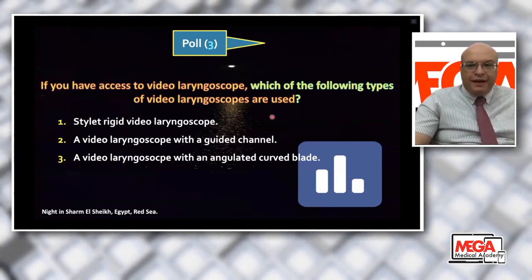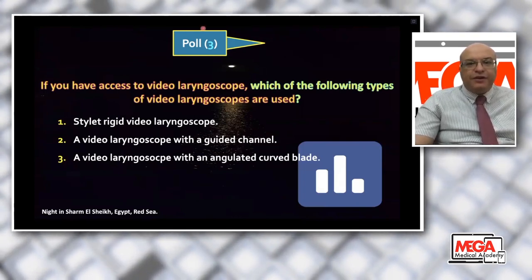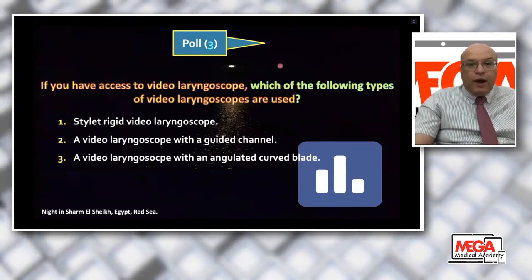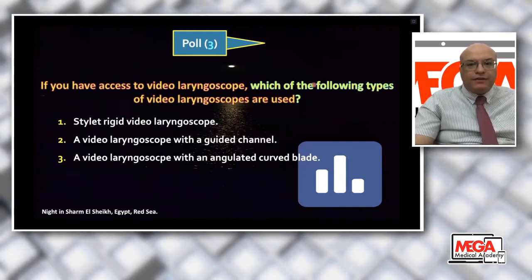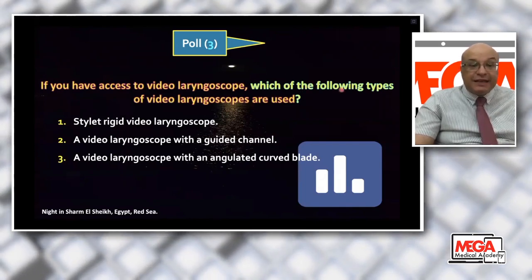You can see about half of respondents are using video laryngoscopes with angulated blades, and more than one quarter are using guided channels. About 20%, 22% are using stylets.